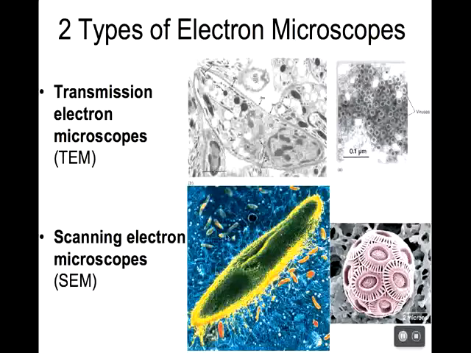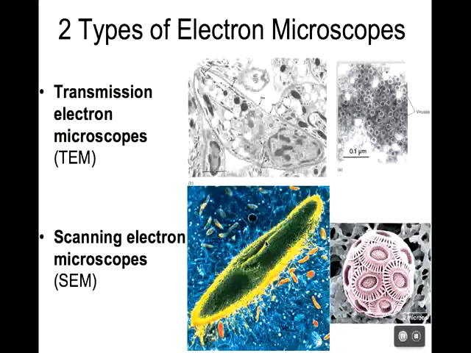There are two different types of electron microscopes, what's called a transmission electron microscope, or TEM, and a scanning electron microscope, or SEM. Transmission electron microscopes and scanning electron microscopes work slightly differently. They're both using this beam of electrons, but the images that you get are slightly different because of how they work. So a TEM first, transmission first.